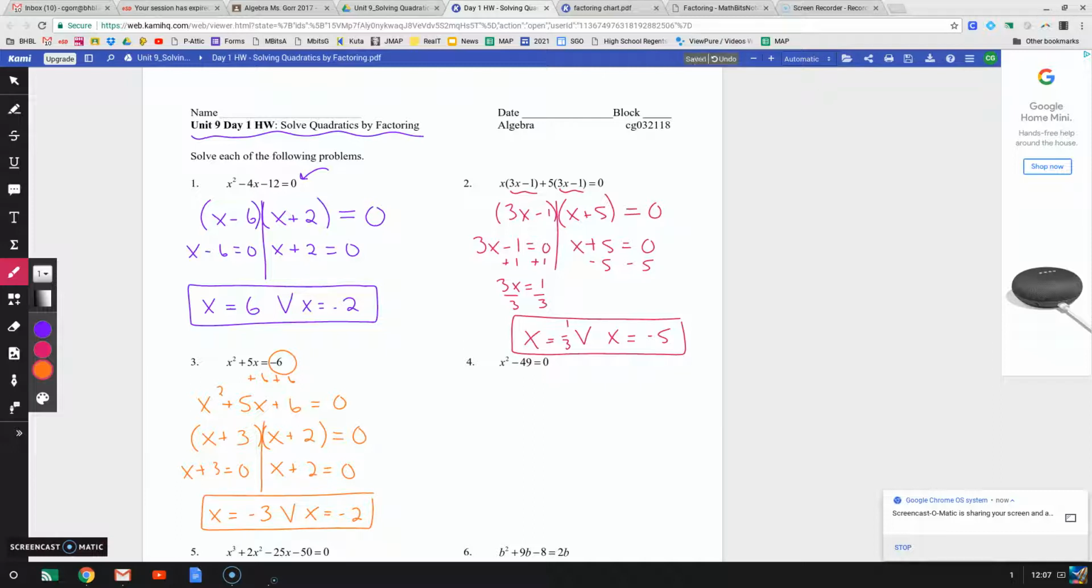Number 4. Again, I have it equal to 0. That's wonderful. I'm now going to factor this. So this is the difference of two perfect squares. So I know that when I factor this, I'm going to take the square root of each one of my pieces, giving me x minus 7 times x plus 7. I then set them both equal to 0, and my answers are plus or minus 7.